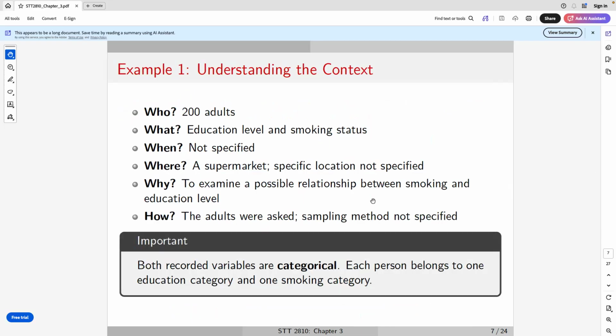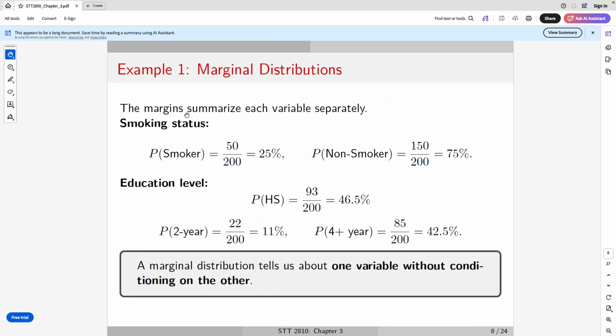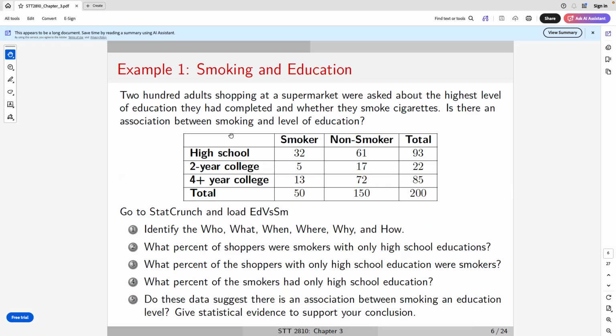You can see the way I did that here. So you see, smoking status, we have smokers, 50 divided by the total, that represents 25%. Non-smokers, they were 150 divided by 200. That represents 75%. So this is the marginal distribution for smoking status. And then let's do the marginal distribution for level of education. We have high school, 2-year college, and 4-year college. Is that okay? Write that out.